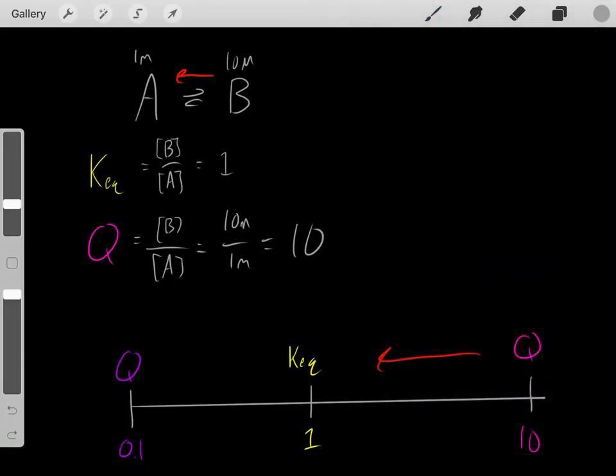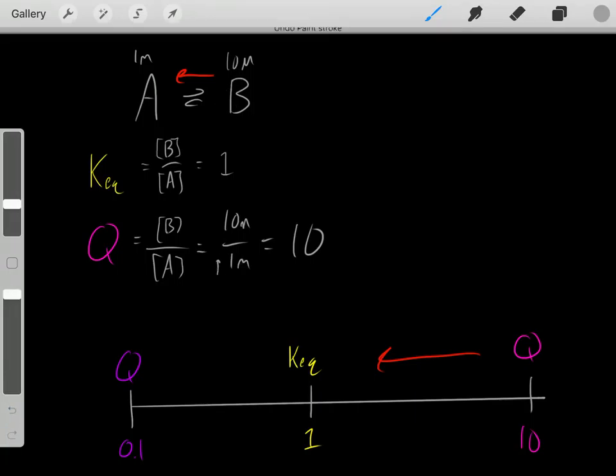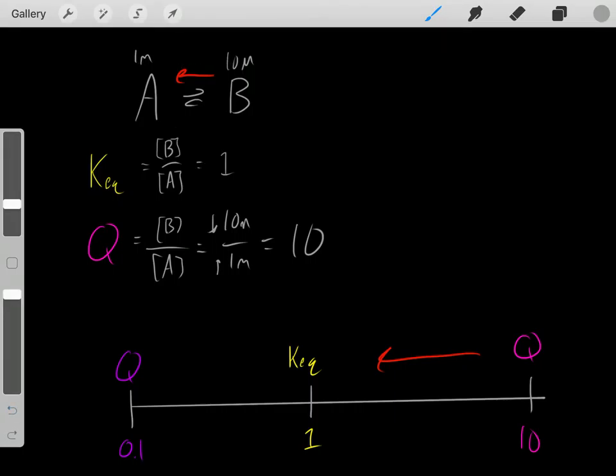And we know that makes sense, because as it goes towards the left, more A is made and there's less B. So this value will drop, and it'll keep on doing this until this value eventually gets to 1. And once it's at 1, when we have even amounts, then we're at equilibrium.